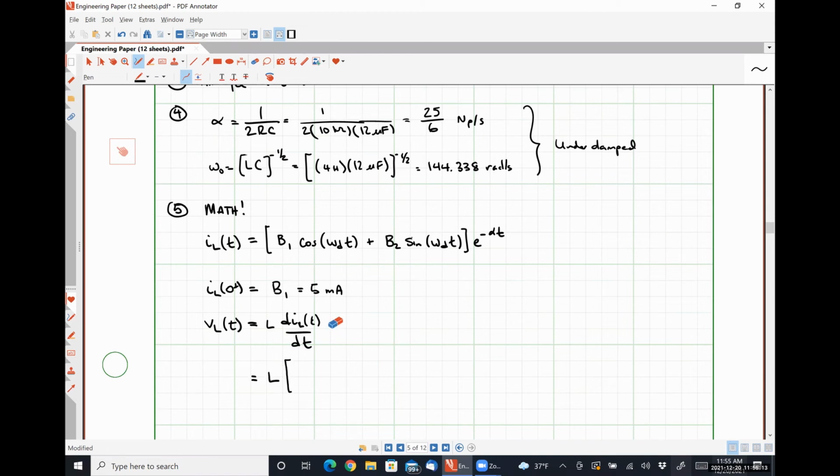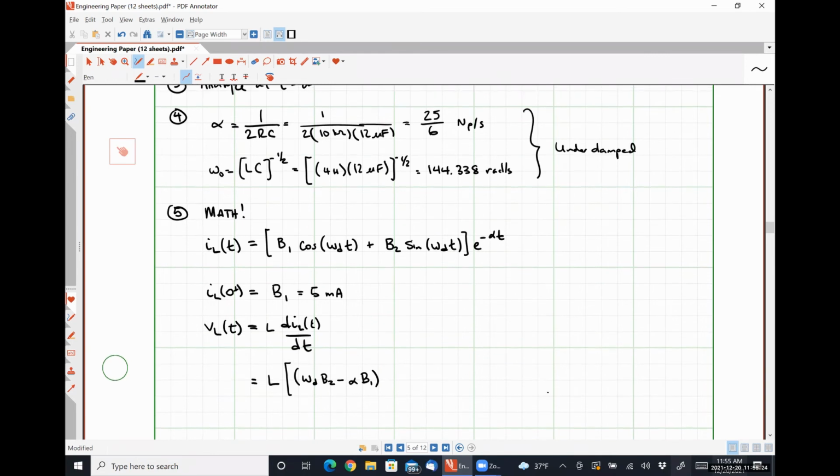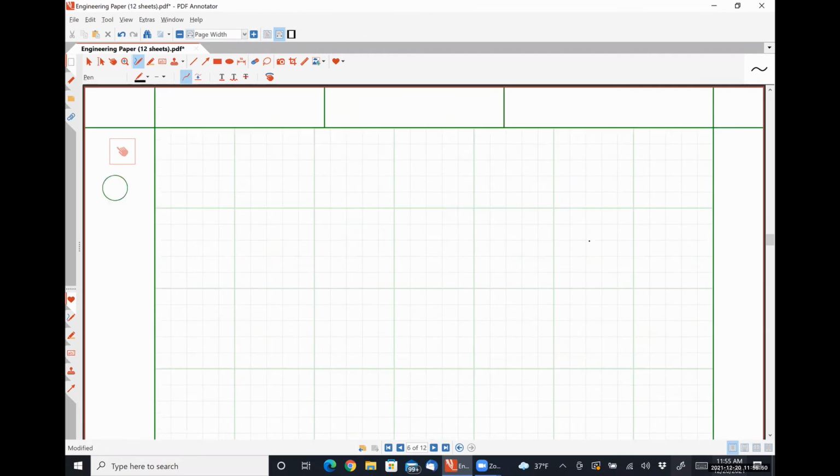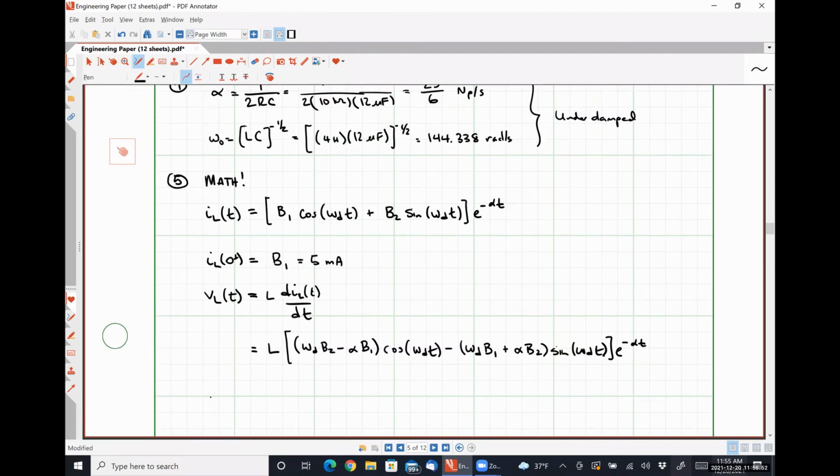So we're going to have L multiplied by (omega d B2 minus alpha B1) cosine omega d t minus (omega d B1 plus alpha B2) sine omega d t, all times e to the minus alpha t. And sorry, that went away.